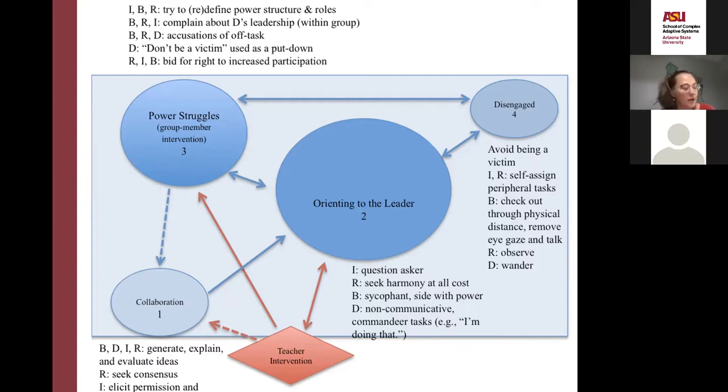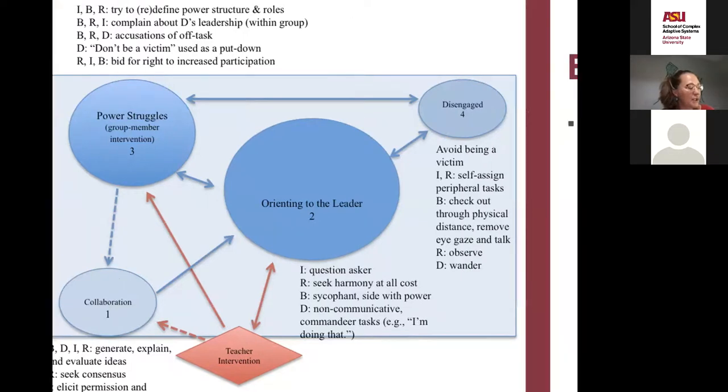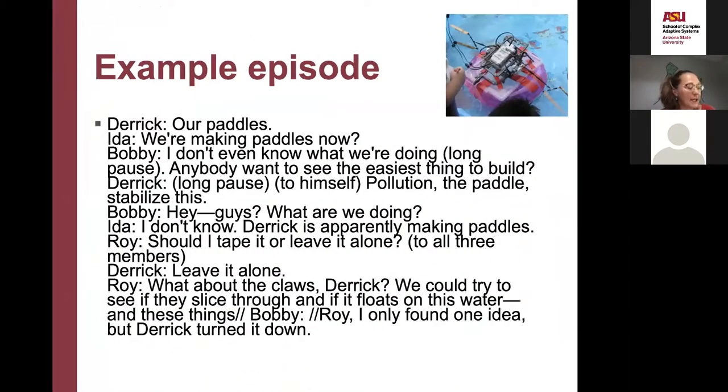So interactional patterns quickly formed that moved the group away from the initial collaborative interaction. And as a result, they spent little time in this pattern. Rather, the larger areas for orienting to the leader and power struggles became the place where the group spent most of its time, and they continued to shift between those 2 attractor patterns.